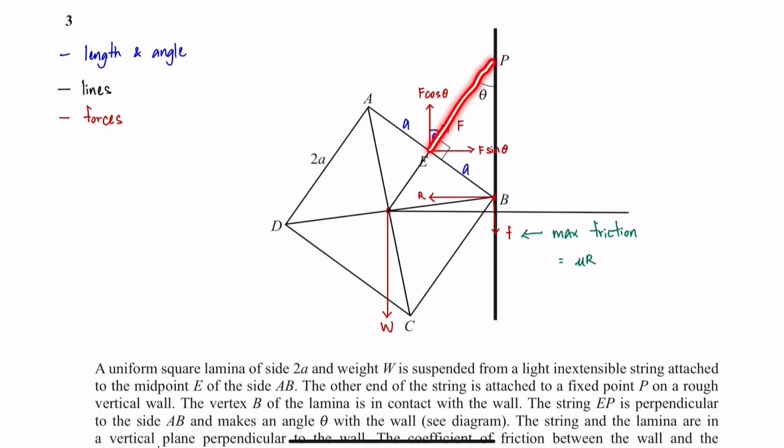So for the tension force, we can see that the perpendicular distance to the pivot is just here. And we know that this is A. So we are done with this part. And now for the weight, this would be the perpendicular distance from the force to the pivot. So we need to find this distance.